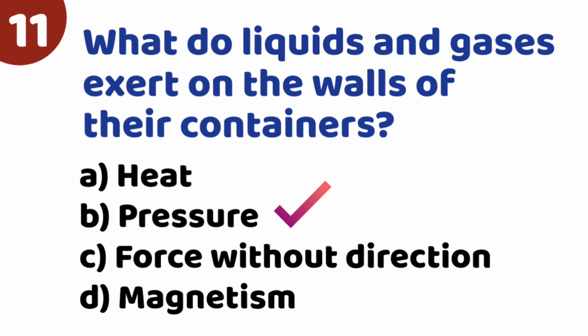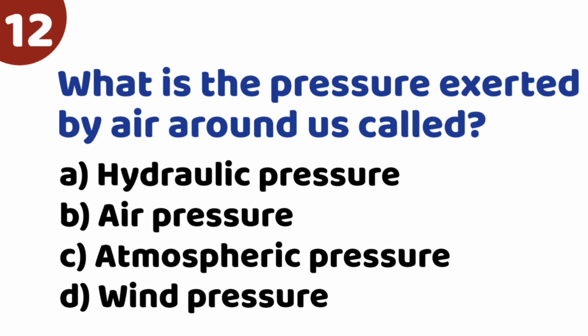What is the pressure exerted by the air around us called? Option A, hydraulic pressure. Option B, air pressure. Option C, atmospheric pressure. Option D, wind pressure. The correct answer is option C, atmospheric pressure. That's the end of this quiz video.